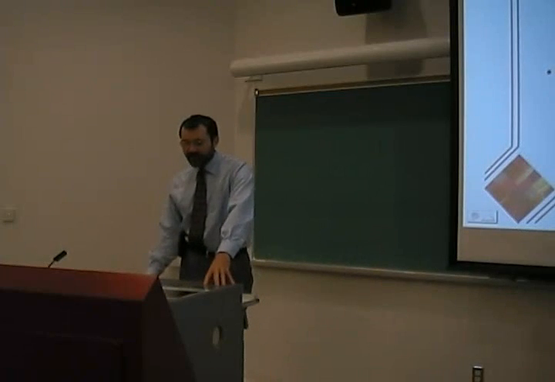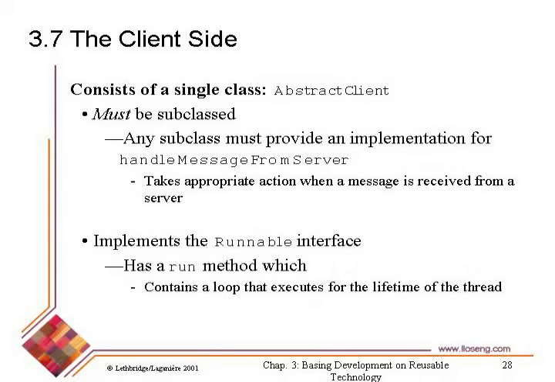The second thing about the abstract client is that it implements the runnable interface. We talked about that the other day. And the runnable interface is an interface that transforms this class into a thread class. We talked about threads, right? We said a thread is basically a little mini program that runs inside the system, okay? So, because it has a runnable interface, it has a run method in it, and that contains a loop that controls the lifetime of the thread.